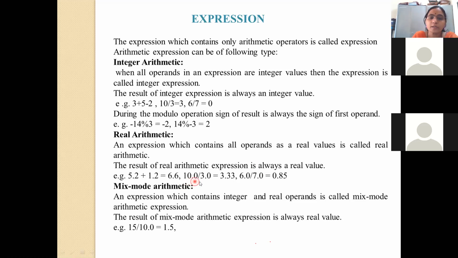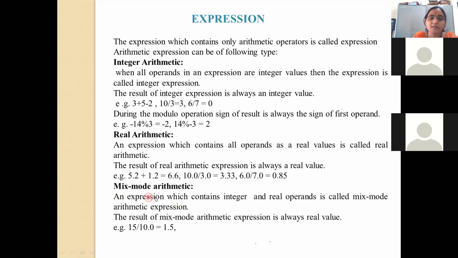Then 10.0 divided by 3.0. Again, you will get the real value 3.33. And for the last division, 6.0 divided by 7.0, again you will get the real value 0.85. Why do you get the real value? Because this is a real expression, and that's why you will get the result again real. If it is an integer, then you will get the integer value.